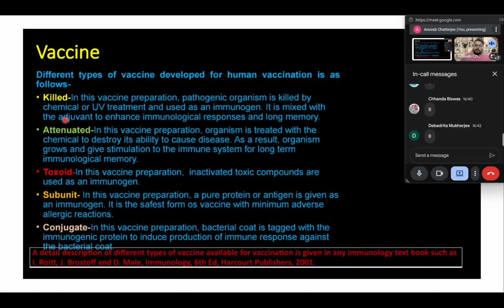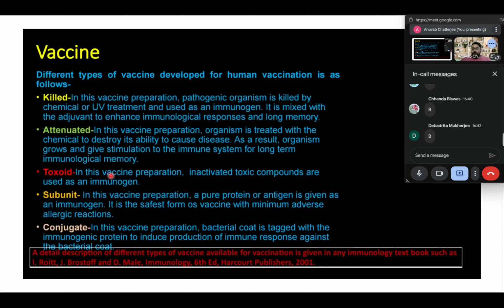Attenuated vaccines are those in which the organism is treated with chemicals to destroy its ability to cause disease. So this bacteria is now not able to produce the disease, but it produces the proteins that can be used to detect it, again in order to initiate the primary response. As a result, the organism grows and gives stimulation to the immune system for long-term immunological memory.